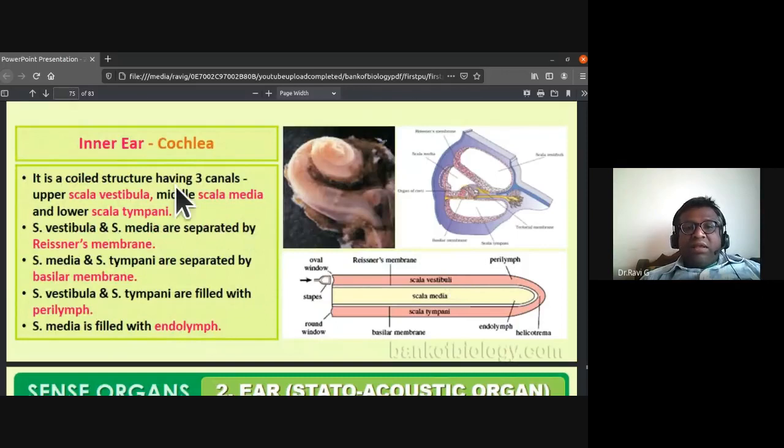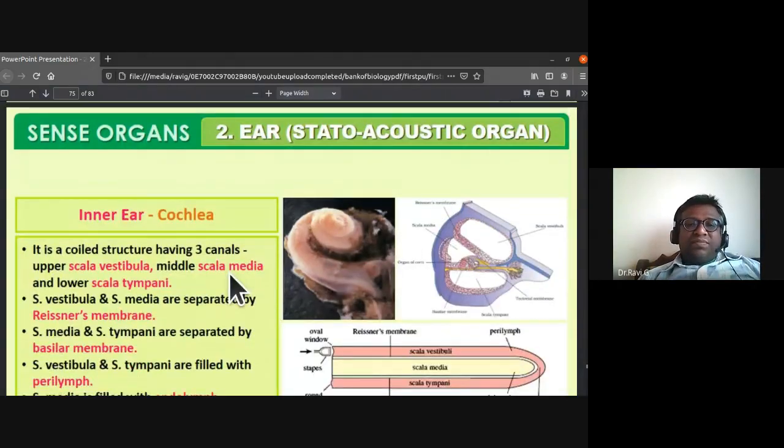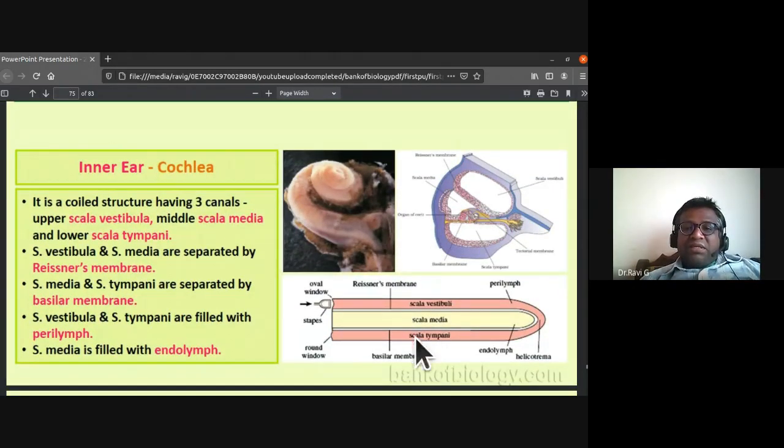The inner ear cochlea is a coiled structure having three canals: the upper scala vestibuli, the middle scala media, and the scala tympani.